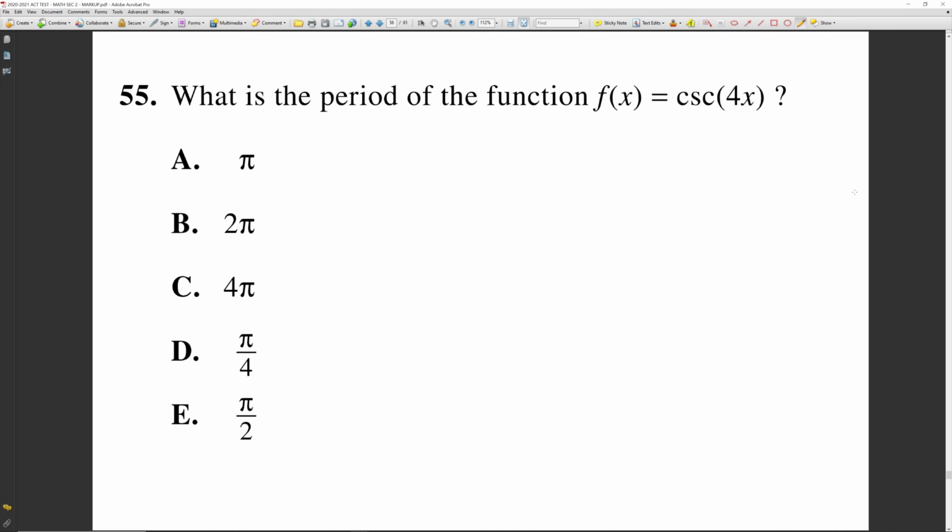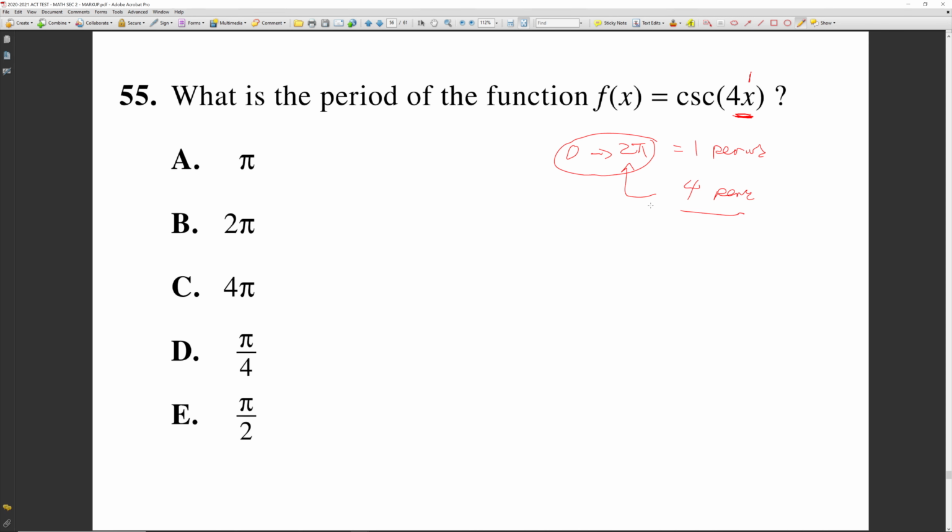Number 55. What is the period of the function f of x equals cosecant of 4x? In all trigonometric functions, we have our full cycle from 0 to 2 pi. That's one full cycle. This is equal to 1 period. So as a result, if I multiply by 4, I could actually fit in 4 periods now in here. So this is 4 periods, because if I stick a 1 in here, 4 times 1 is 4, so I get 4 periods in the same amount of time.